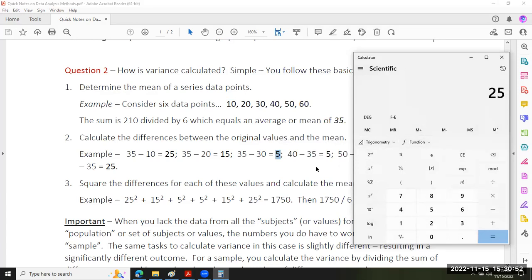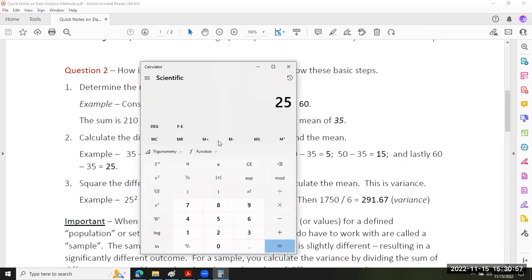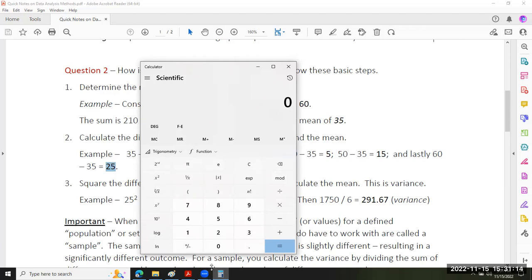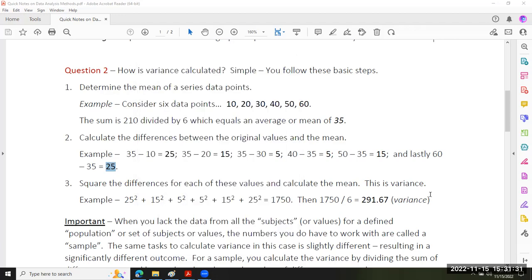I'm adding it to memory. I take 15 again and square it. That's 225. We just did that. So it's a simple example, but it helps you understand the process. And then 625 again, 25 times 25. The last value is a difference of 25 between 60 and 35. So that's 625 again. I'm going to add this. And now I'll recall the memory. I get 1,750. And if I divide by 6, that gives me this value called the variance.